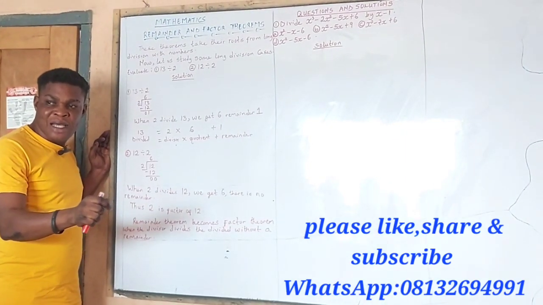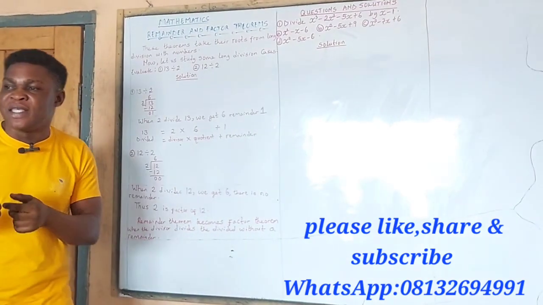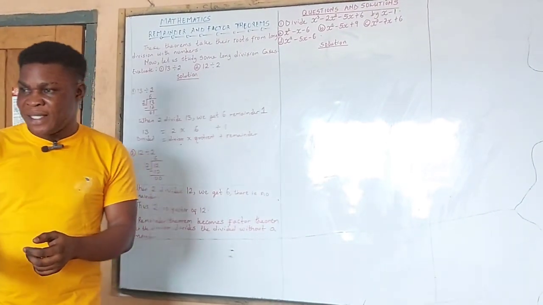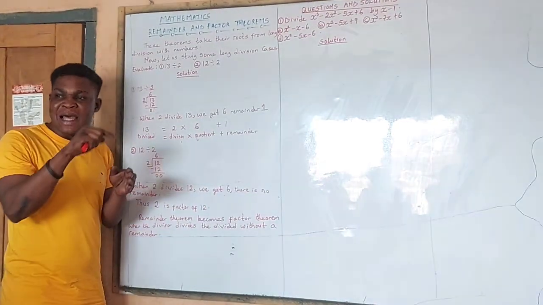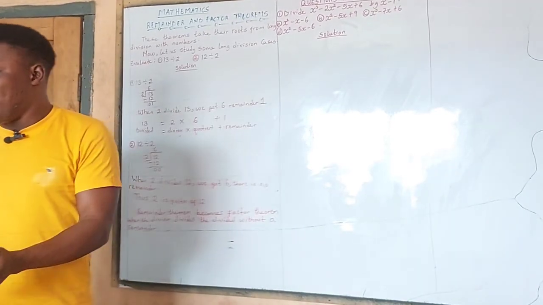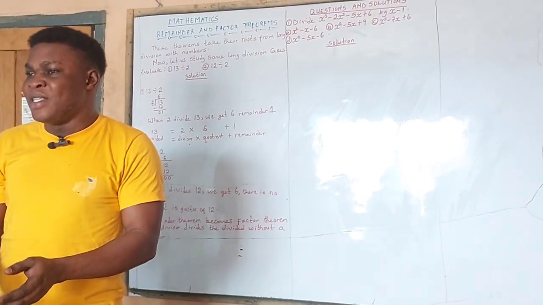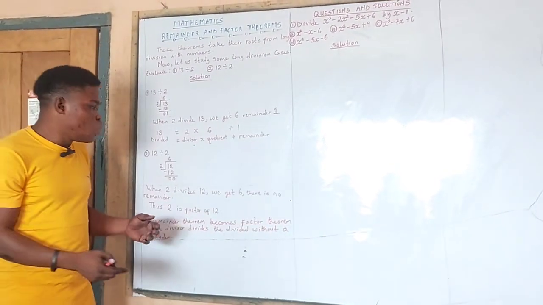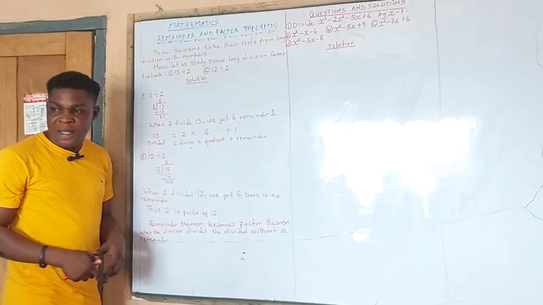The 6, the number of 2s we can see in 13, is our quotient. And the 1 is the remainder. Since 2 cannot go into 13 perfectly, it leaves 1. The remainder that remains is that 1. So you must know your dividend, your divisor, your quotient, and your remainder.